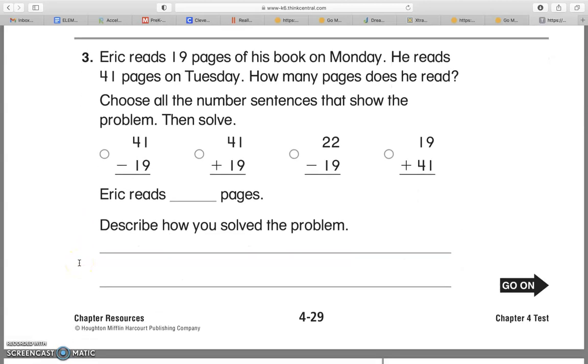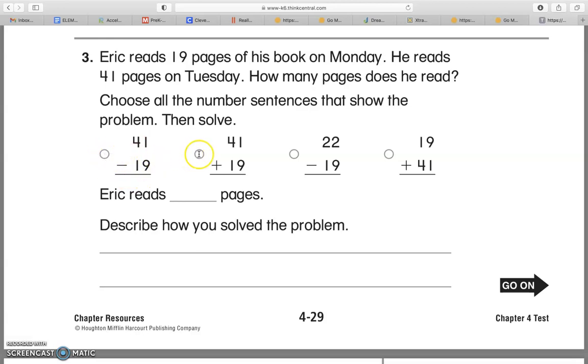Number 3. Eric reads 19 pages of his book on Monday. He reads 41 pages on Tuesday. How many pages does he read? Choose all the number sentences that show the problem, and then solve. So here you're given 4 different answer choices. If Eric reads 19 pages of his book on Monday and 41 pages on Tuesday, how many pages does he read? If you think that 41 minus 19 will help you solve it, then you'll fill in this bubble here.